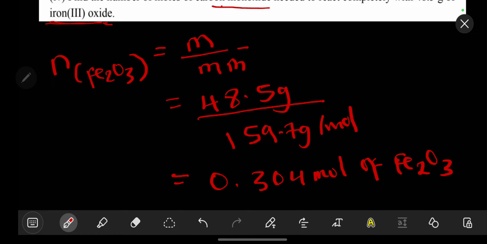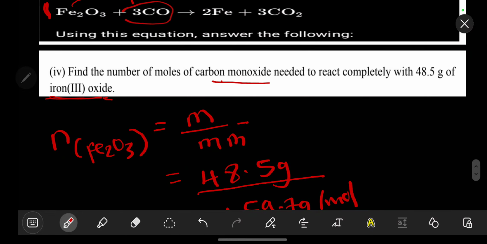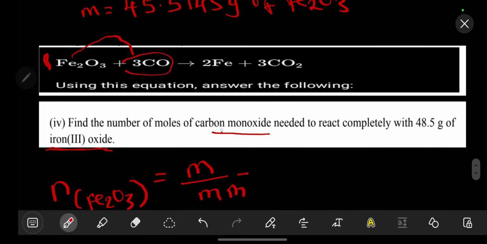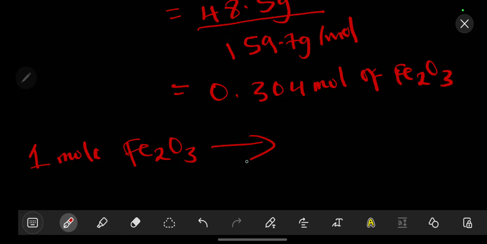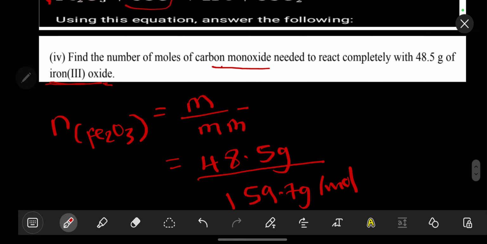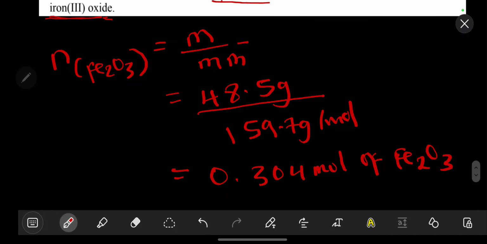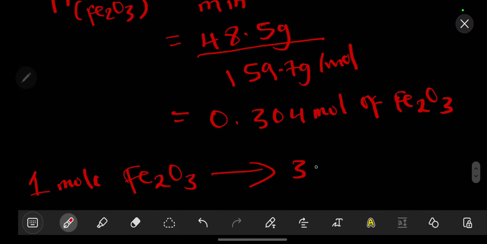So with that said, let's now compare using our mole to mole ratio. According to the moles, find the moles of carbon monoxide needed to react. As long as you have 1 mole of iron(III) oxide, it can react with 3 moles of carbon monoxide. So 1 mole of our iron(III) oxide shall be able to react, according to the equation, with 3 moles of carbon monoxide.